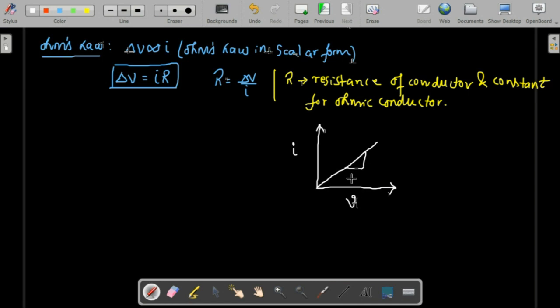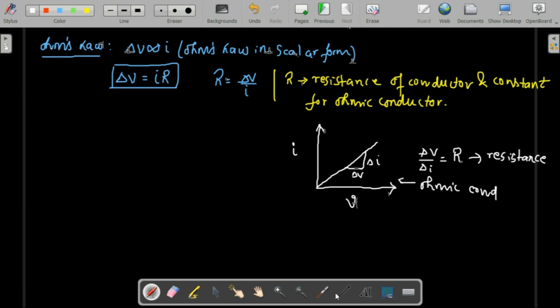I can take the ratio at any particular point as well. So this will be the change in voltage, this would be the change in current. If I take delta V by delta I, I'm going to get the slope, which is always going to be constant, and this will actually represent the resistance. So you can take the slope and find out the resistance. This kind of graph is more or less ohmic in nature. So this is an ohmic conductor, and this is the nature of the graph. That means voltage and current are proportional to each other.